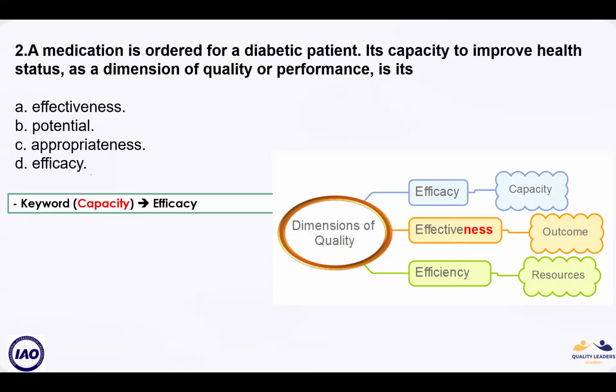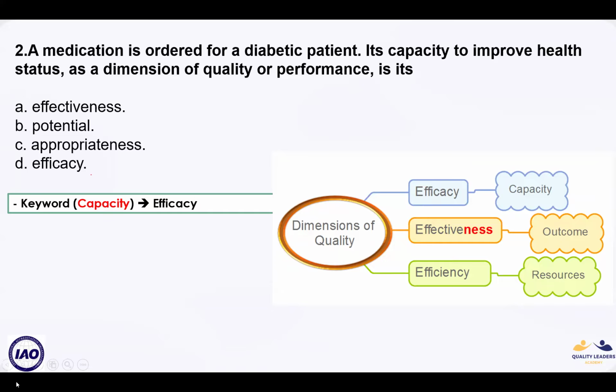Potential, yes, it's kind of vague. It's not a standard quality term and it's a distractor. Okay, for this question, potential is a distractor. Coming to appropriateness, appropriateness is the right drug. I mean, is it the right drug for the patient? This is about fit and not the drug's capacity or ability or power to work. And as we have discussed in the previous question. Now, coming to the last option, efficacy. Efficacy is the drug's built-in ability to produce results under ideal conditions. This matches, the capacity matches the efficacy.